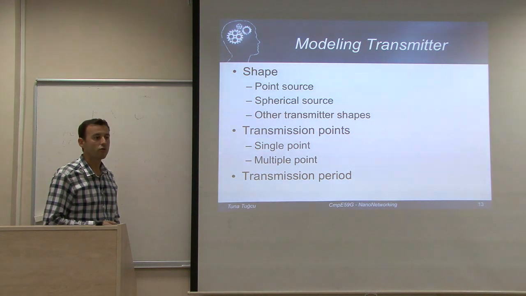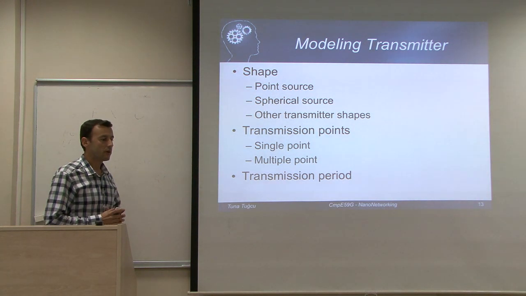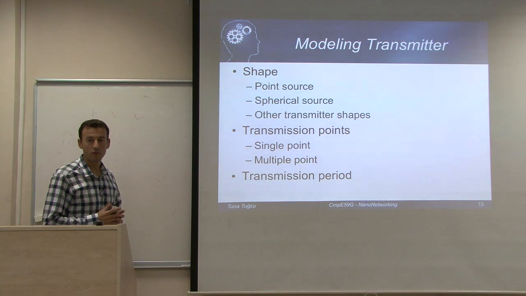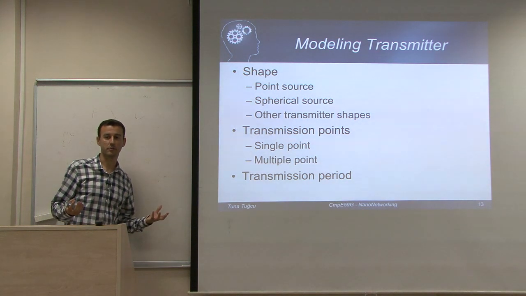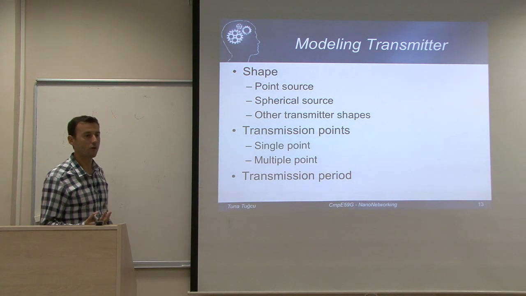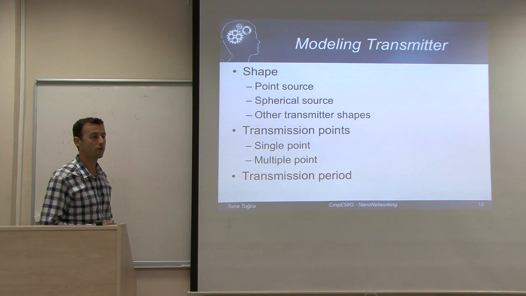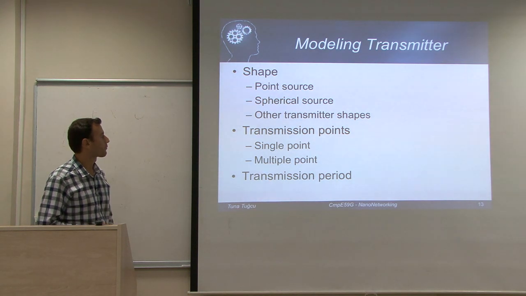Or you may want to implement a spherical transmitter. This is quite a good abstraction of the existing cells. But of course, not all the cells or not all of the nanomachines will be of this shape. So you may want some other shapes of the transmitter. This also increases the complexity. Again, it depends on what you are going to simulate.